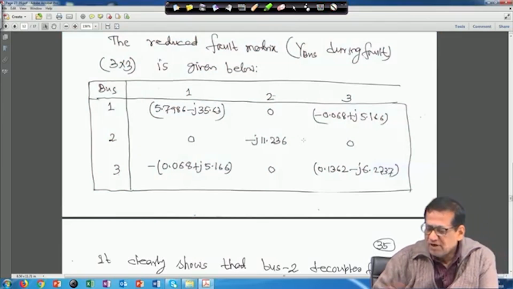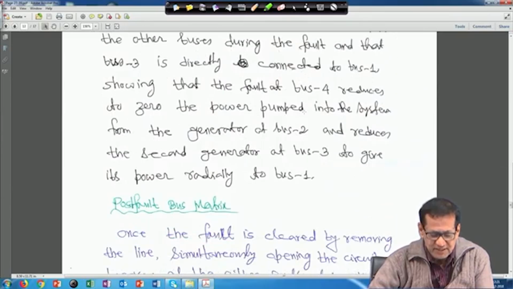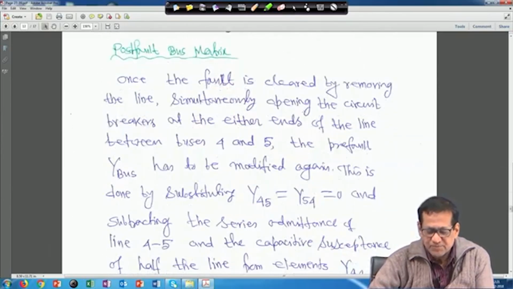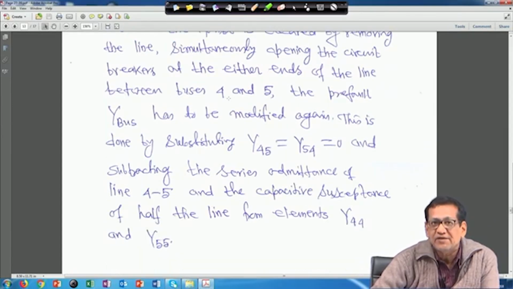Now, when the fault was cleared, that line 4 and 5, the post fault bus matrix, that is removed. Once the fault is cleared, by removing the line, simultaneously opening the circuit breakers at either end of the line between buses 4 and 5, that means you have to reconstruct the Y matrix. So, if 4 5 is open then Y 4 5 and Y 5 4 will be equal to 0, and accordingly you have to modify the Y bus matrix, right.